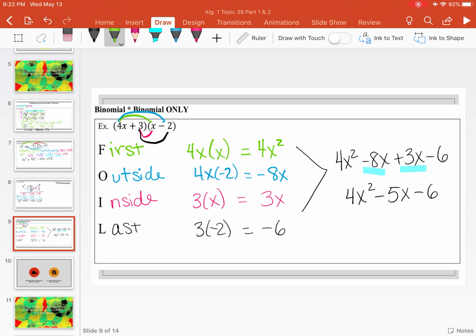Now if we wanted to classify this polynomial, our highest degree is 2, so this is a quadratic. And how many terms do we count? 1, 2, 3. So it's a quadratic trinomial.